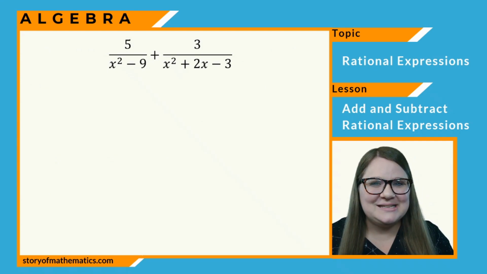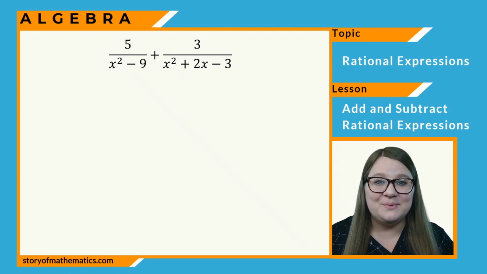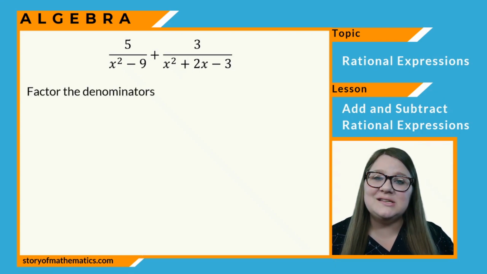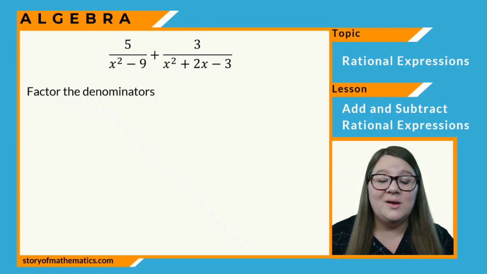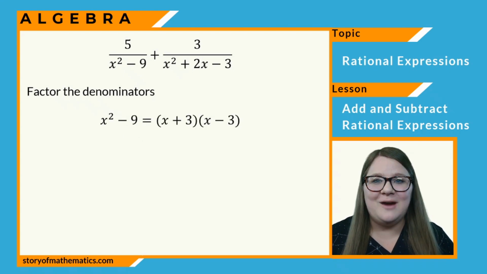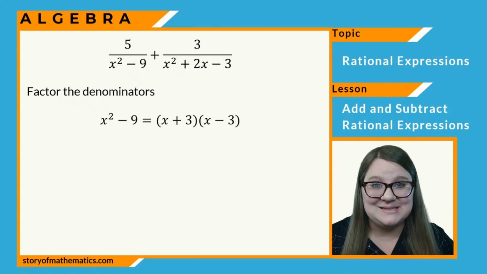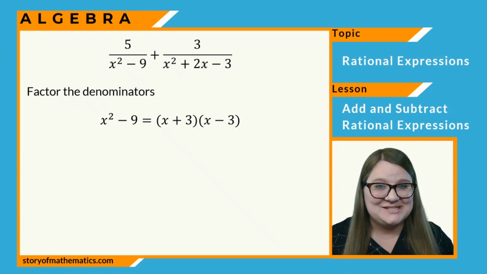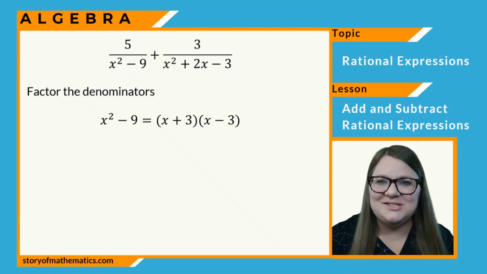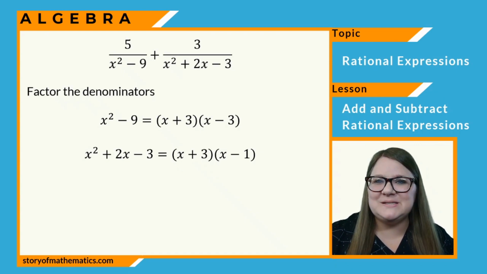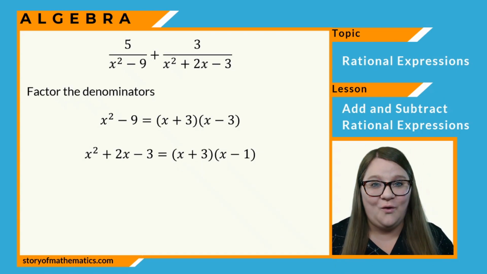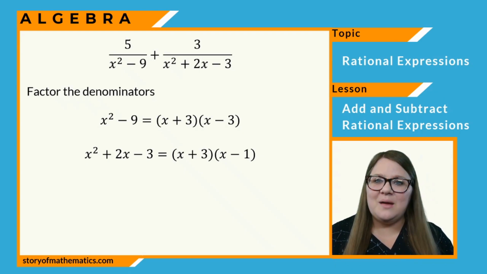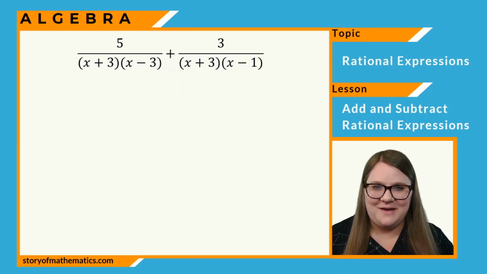5 over x squared minus 9 plus 3 over x squared plus 2x minus 3. Again, we want to start by factoring the denominators. We're going to start with x squared minus 9, which is a difference of squares, and we can write it out as x plus 3 times x minus 3. Now for our second denominator, x squared plus 2x minus 3, I need to find two numbers that multiply to negative 3 and add to 2. When I do that, I'm going to be able to find x plus 3 times x minus 1 is the factored form of that denominator. So now I'm rewriting this with those denominators factored out.